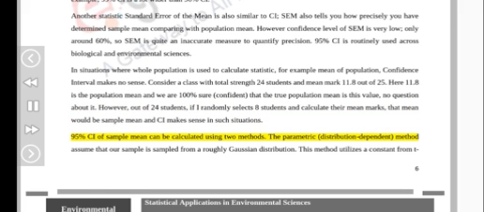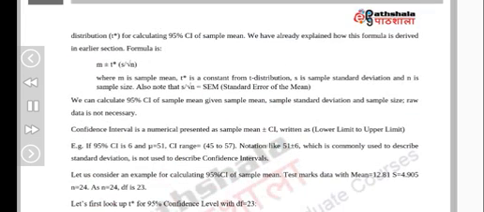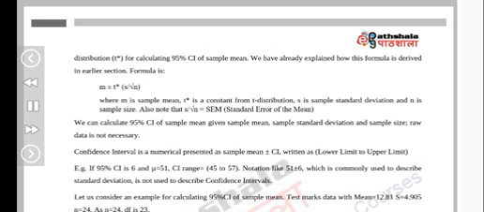The 95% CI of a sample mean can be calculated using two methods. The parametric, distribution-dependent method assumes that our sample is sampled from a roughly Gaussian distribution. This method utilizes a constant from the t distribution for calculating the 95% CI of the sample mean. Statistical applications in environmental sciences.